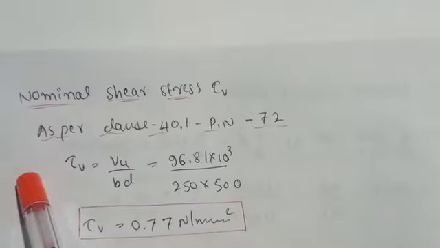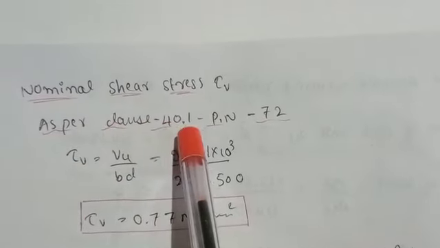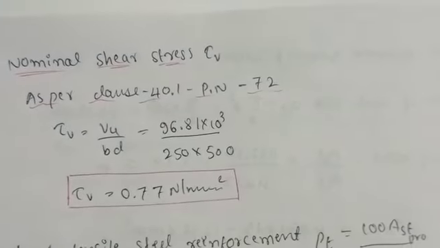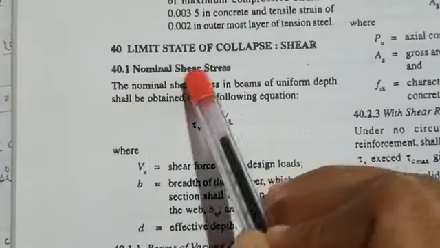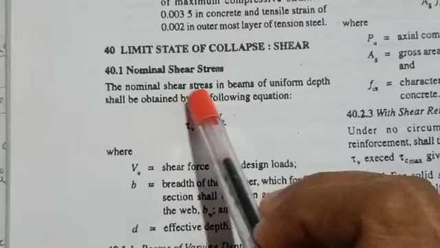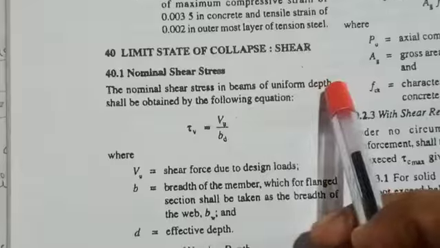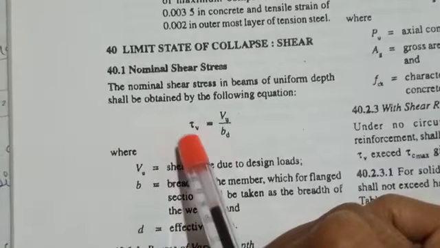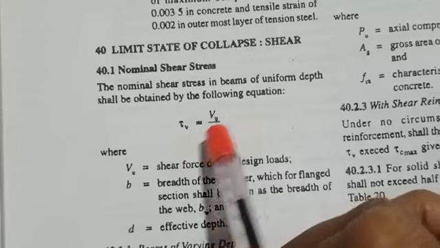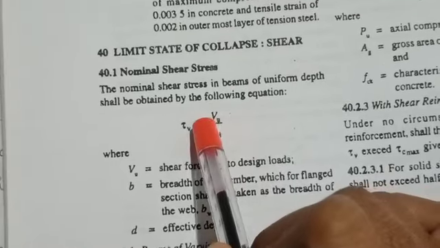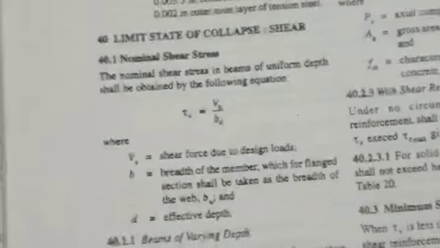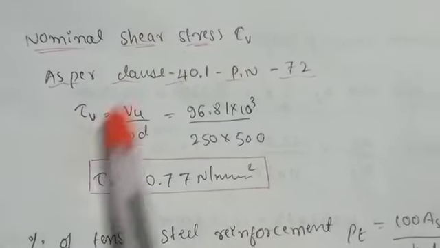We'll calculate this as per our codal rule. As per clause 40.1, page number 72, what they have said, we'll see. 40.1 nominal shear stress: the nominal shear stress in beams of uniform depth shall be obtained by the following equation, that is tau v is equal to Vu divided by b into d. By using this formula, we will calculate the nominal shear stress. The same formula is given on page number 72.